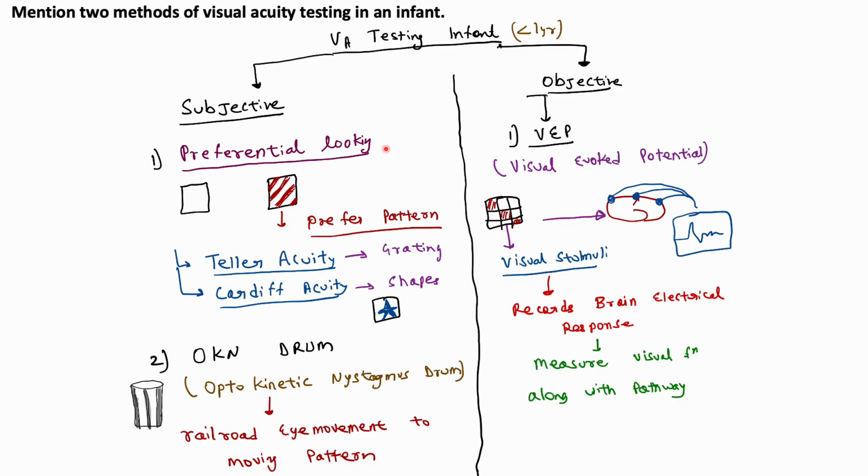Other objective test for visual acuity is the VEP test, in which we show some patterns and the child sees this pattern. The signal goes along the nerves to the brain, and we place some electrodes that go directly to the machine and it shows a graph. So when we give a visual stimulus, the brain records that stimulus and the response is shown on the chart paper. So this measures visual function along the pathway.